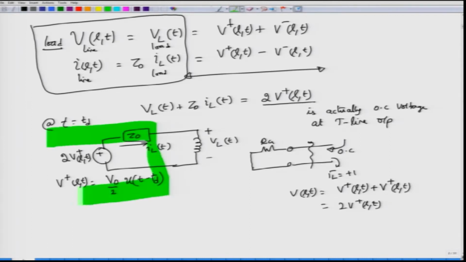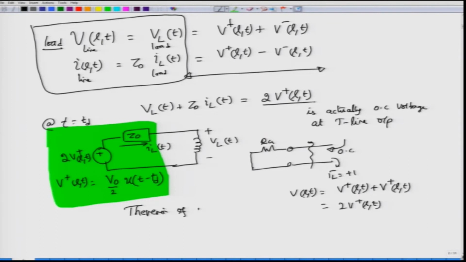So this portion of the circuit that we have written here in this green color, in that box, is actually the Thevenin equivalent of an open circuited transmission line with Rg equal to Z0. Okay, so this is the open circuited equivalent circuit, and from there we are simply attaching the load and then proceeding now to find out the load voltage and the line current.